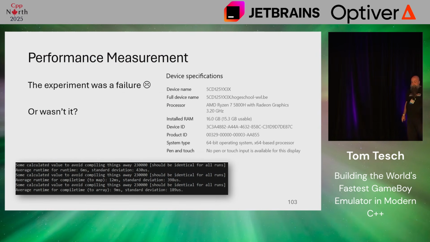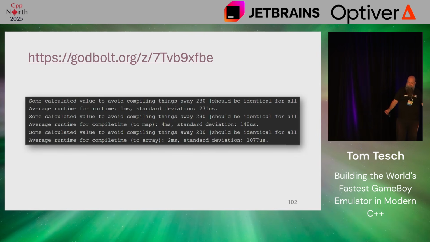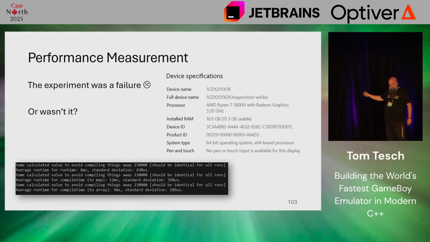Total failure? Well, these are Godbolt results, which aren't very regular. If I do it on my machine, this is Visual Studio output. What I do get, it's slower, but the standard deviation is always better. I get a smaller standard deviation, so it's more repetitive.